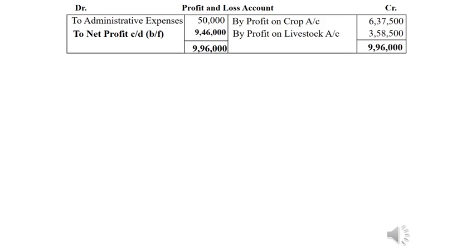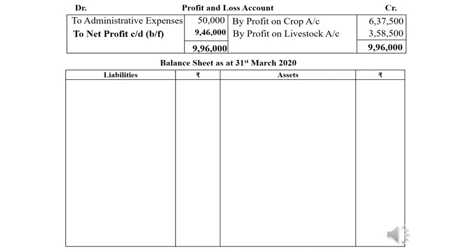Relating to your trading and profit and loss account separately. Then let us prepare balance sheet. Balance sheet as on 31st March 2020. So liabilities and assets are taken. Liability side, let us fill all the liabilities. Capital opening balance 45 lakhs is given. To that, add net profit as found out in profit and loss account, rupees 9,46,000.